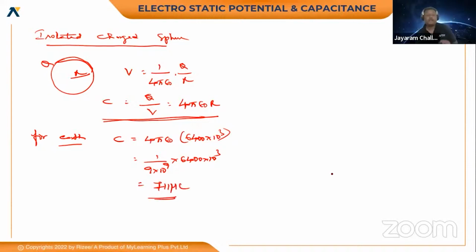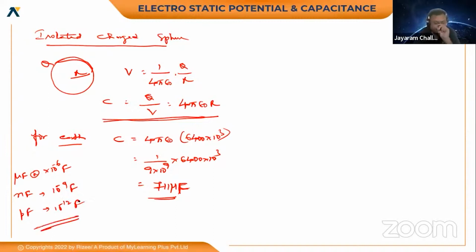Earth is a very, very big conductor, so for Earth itself the capacitance is in microfarads. Generally available capacitances will be in microfarads, that is 10 to the power of minus 6 farads, or nanofarads, 10 to the power of minus 9 farads, or picofarads, 10 to the power of minus 12 farads. So it will be in these formations. Please be careful of this.